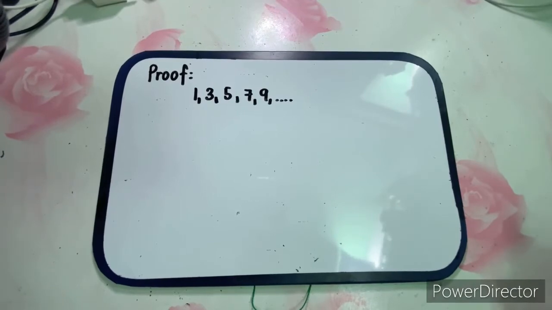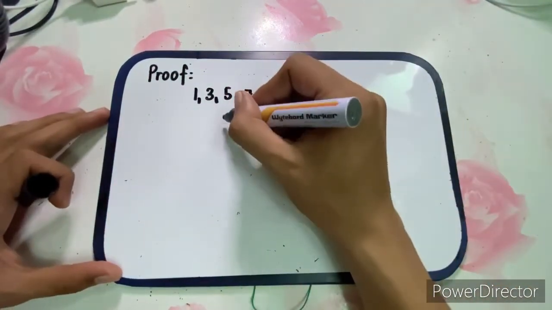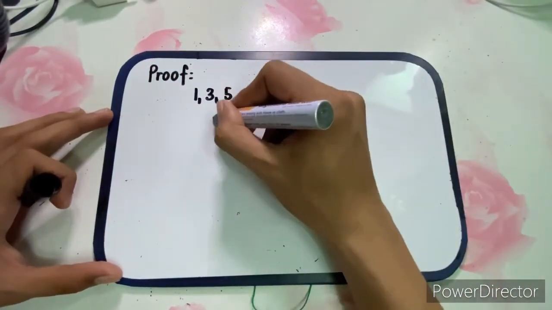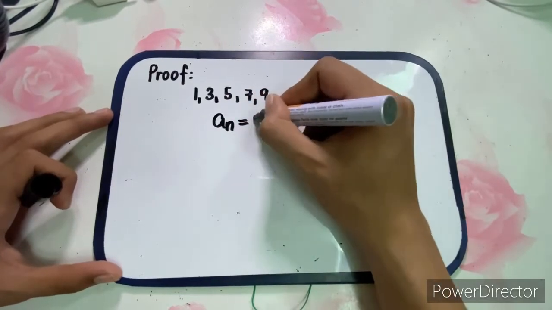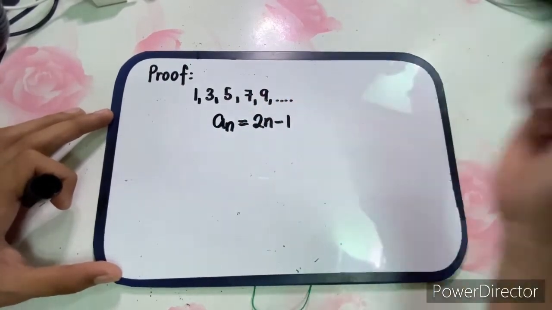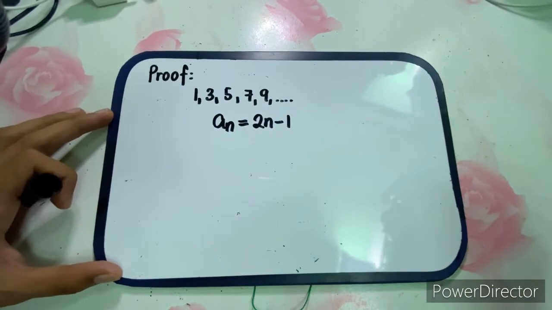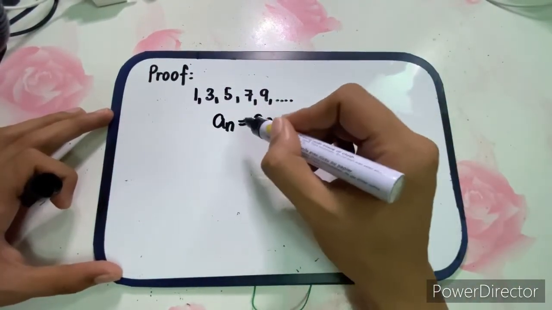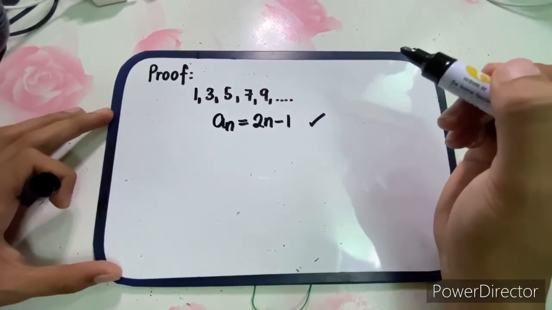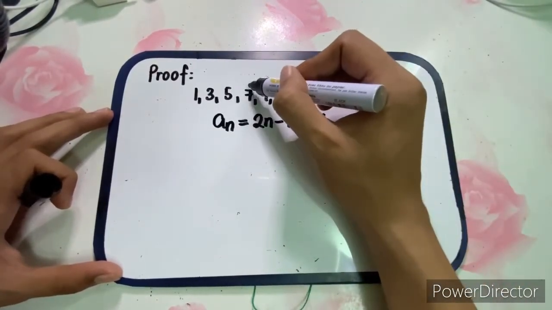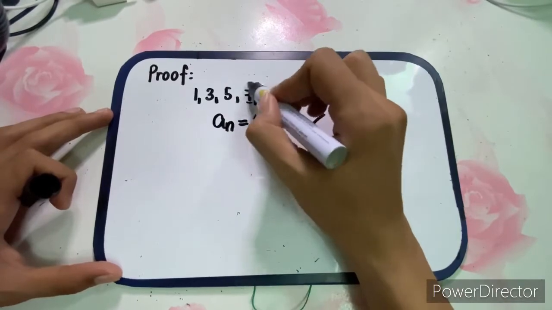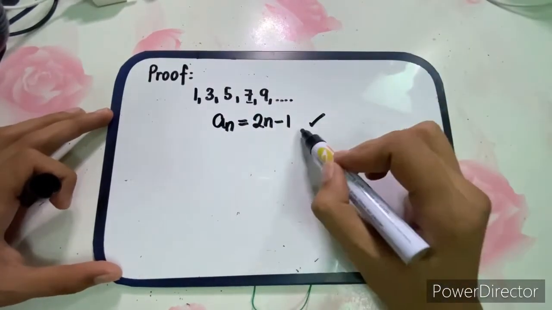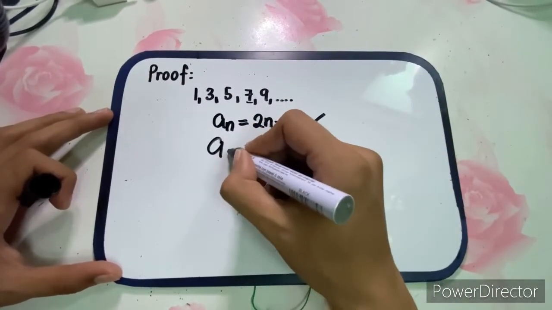Okay, let's have a proof. Again, 1, 3, 5, 7, 9, and so on. Our explicit formula is a sub n is equal to 2n minus 1. Let's try to check if this is correct. For example, we need to find the fourth term. Here the fourth term is 1, 2, 3, 4, so here is 7. Let's check if this is correct. Your n here is 4.